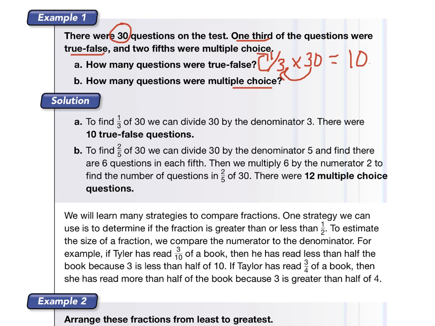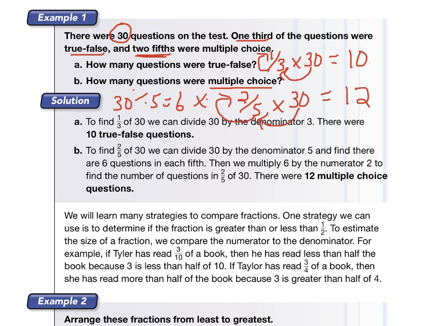Then it asks how many were multiple choice. We're going to use the same strategy. It says 2/5, so we're multiplying that times 30. We take the 30 and divide it by the denominator. 30 divided by 5 is 6. And then I multiply that 6 times 2, which gives me 12. So 2/5 of 30 is 12, and 12 were multiple choice. All right, so that's one example, and that's how to find a fractional part.